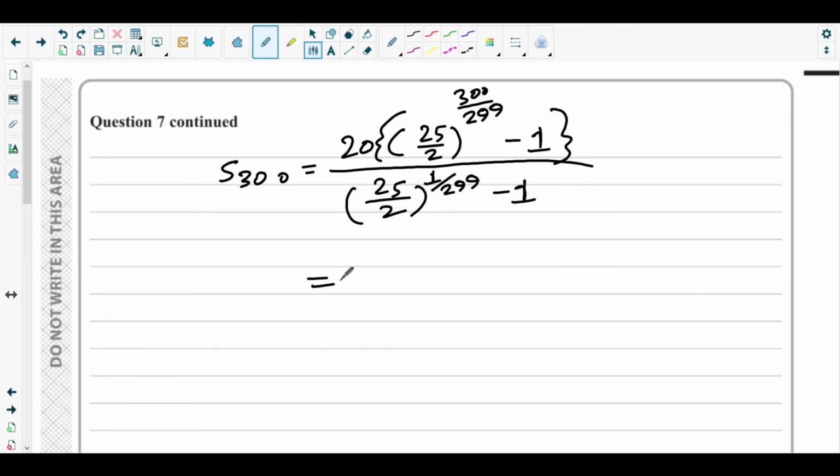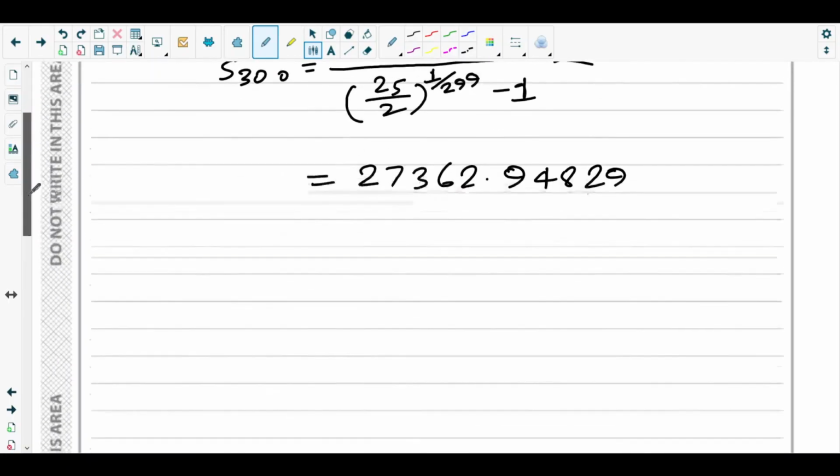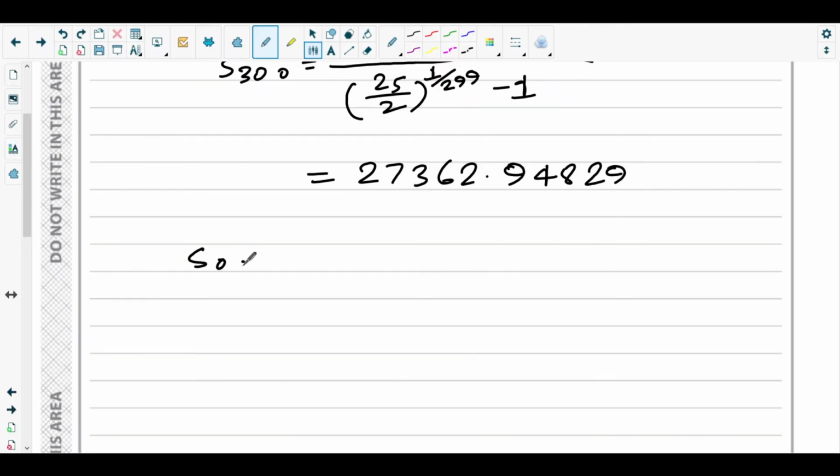So the value would be, okay, we got the value for r. So 20 times r to the power n, where n is 300, minus 1, divided by r minus 1. So this is basically 27362.94829. Okay, so we need to find the difference.